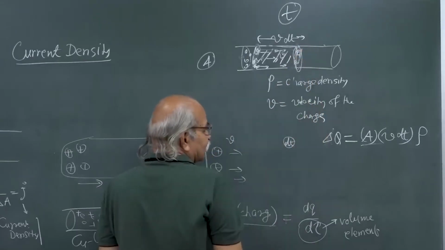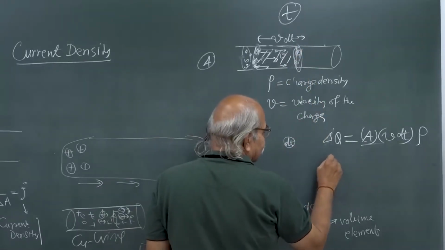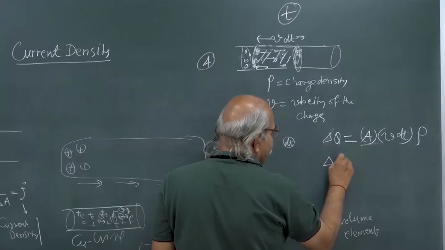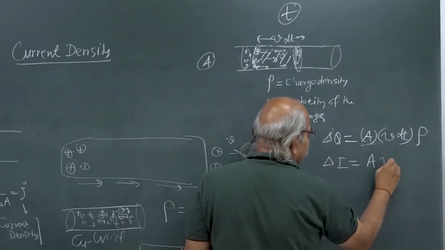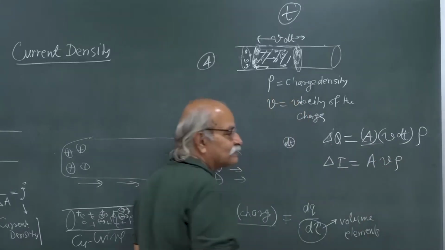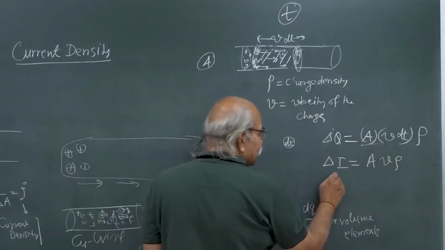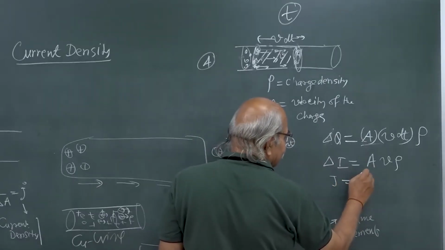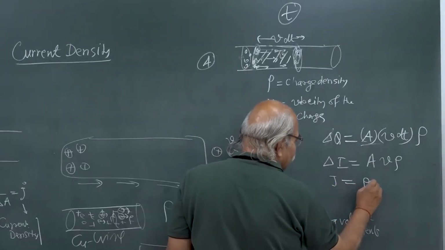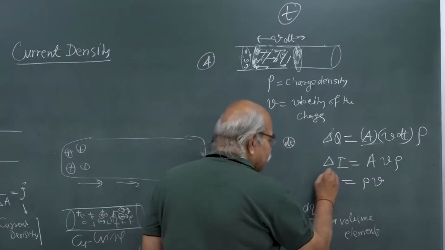So how much is the current? The current will be A into v into rho. And how much will be J? J will be current divided by that area, and that will be rho times v, and I put a vector sign.